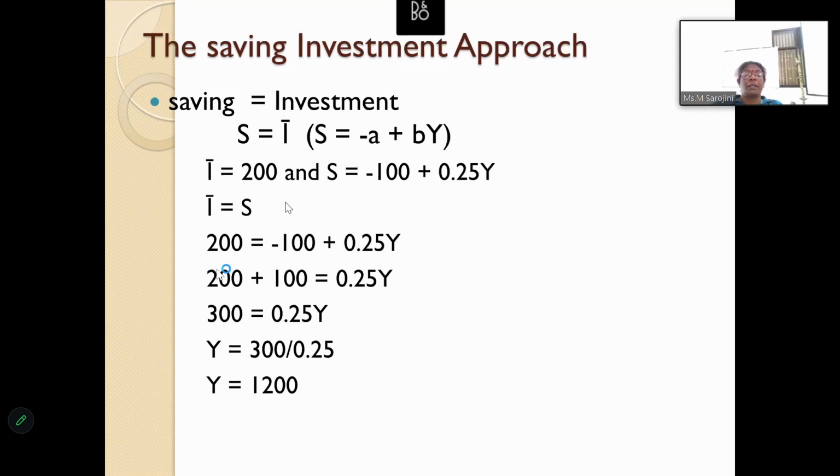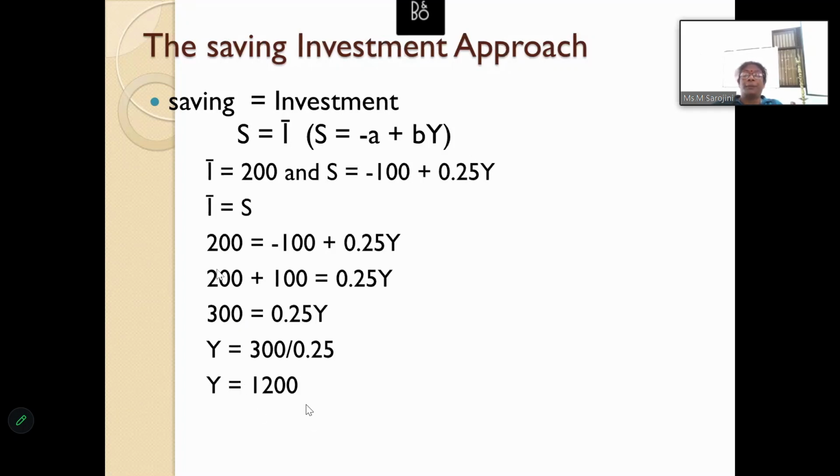We have the consumption function C is equal to 100 plus 0.75Y. From that consumption function, we can derive the saving function, which is equal to minus 100 plus 0.25Y. Now we substitute into the equation S is equal to I. I is 200, equal to minus 100 plus 0.25Y. We rearrange this equation: taking the number to the other side gives 300, and the balance is 0.25Y. Dividing 300 by 0.25, you simply get 1,200.